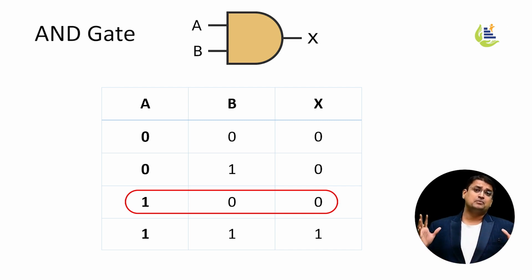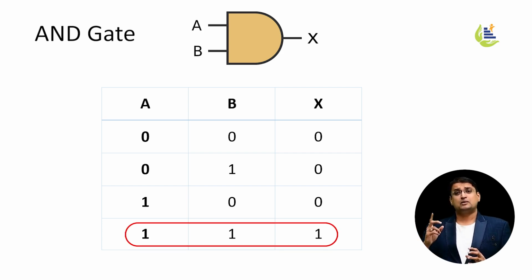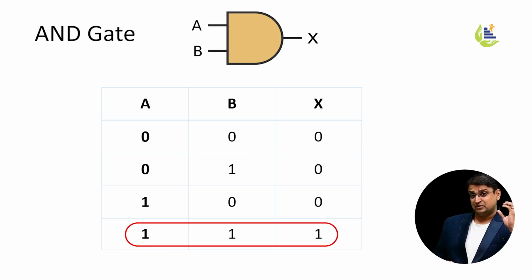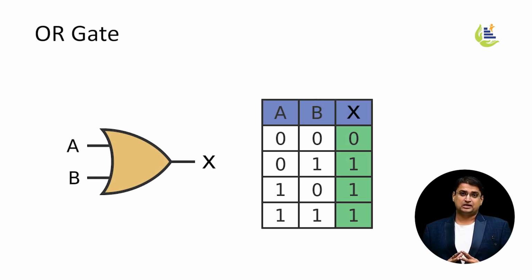That is false. One more situation is there. A is 1 and B is also 1. Both inputs are 1. So the AND operation results in 1. That is true. In short, the output X is 1 only when both A and B are 1. Otherwise, the output is 0. Next is the OR gate. This is represented by a plus, like A plus B.